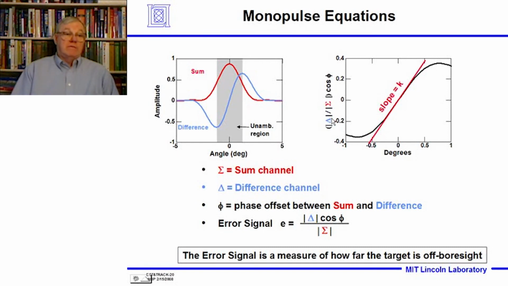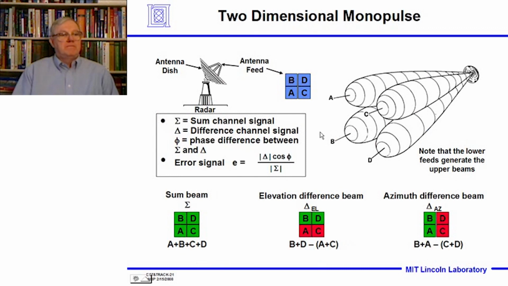The amplitude that you get out of this error signal, which is the delta divided by the sum times the cosine of the phase angle between sum and difference, is a measure of how far off you are from the center of the beam. And if it's negative, you're off to the left. If it's positive, you're off to the right. And you can see that visually if you just take the ratios of the difference over the sum. These are the magnitudes. And the unambiguous region is right down here.